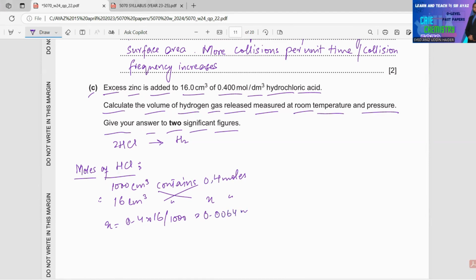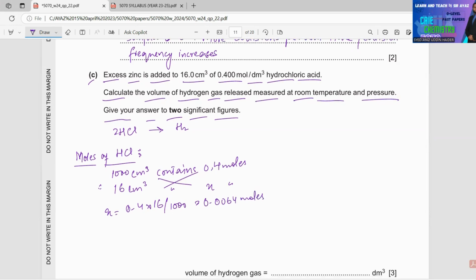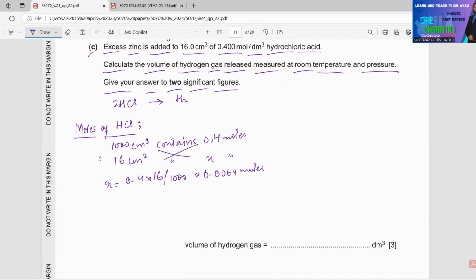These are the moles of hydrochloric acid. According to the relation, we have HCl and H2, 2 moles producing 1 mole. Therefore, 0.0064 moles produces X mole. Do the cross, it will become X is equal to 0.0064 divided by 2, which becomes 0.0032 moles.